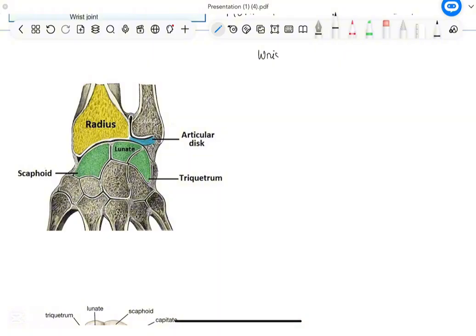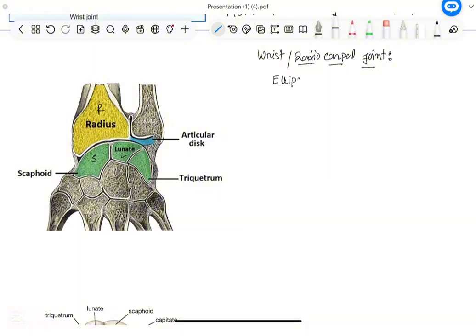Now we are going to discuss the wrist joint, or radiocarpal joint. On screen you can see the radius and the carpals attached, scaphoid and lunate. That's why we call it the radiocarpal joint, or the wrist joint.